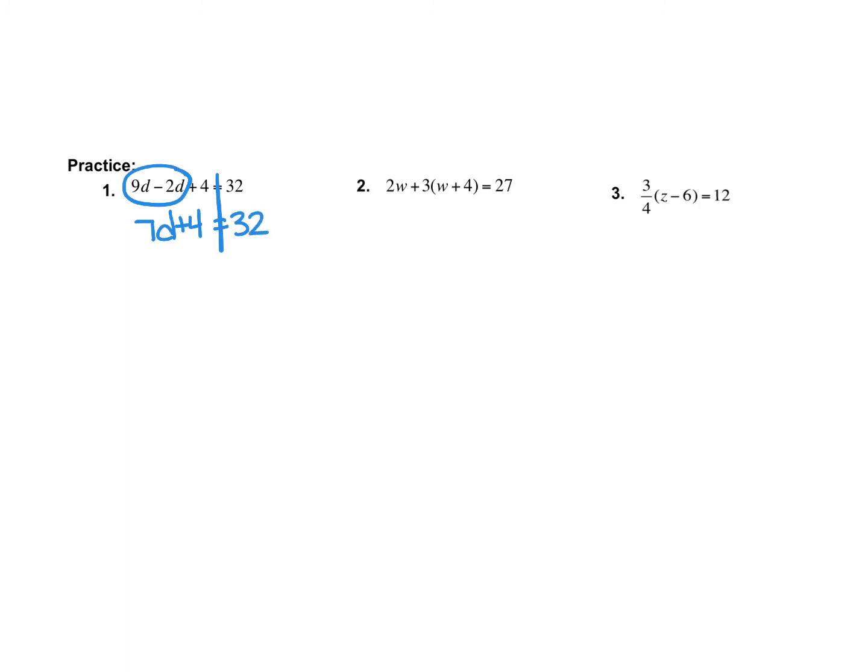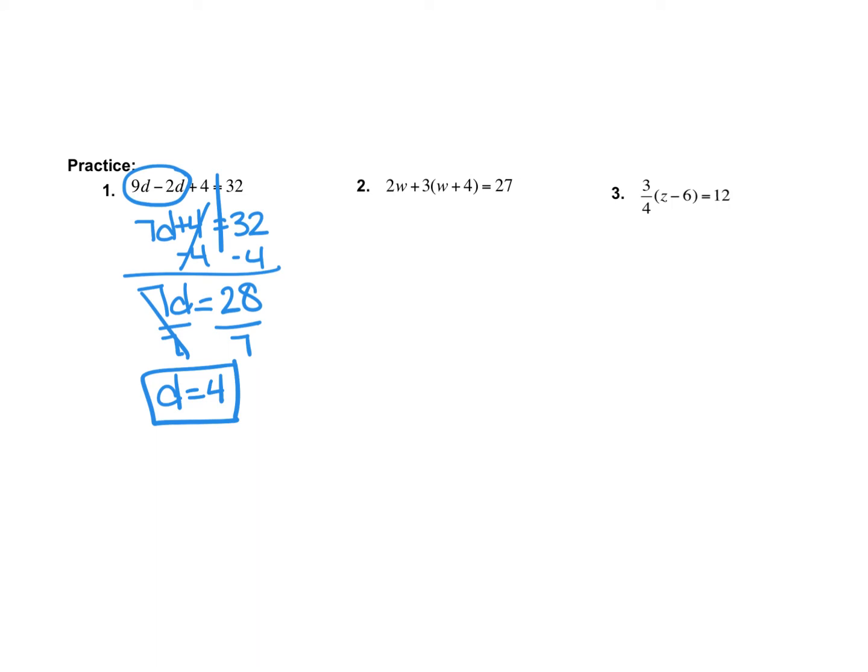And now we're isolating the variable. I'm going to do that by subtracting 4. And I'll end up with 28. And so now we're going to divide by 7, and d is going to be equal to 4.